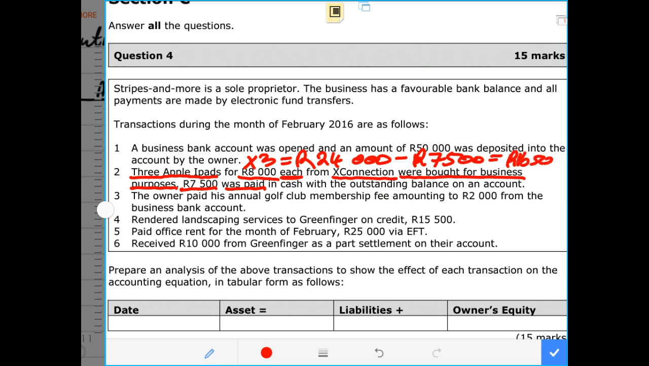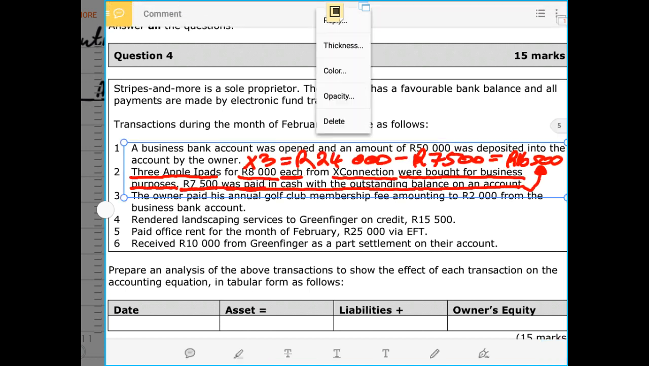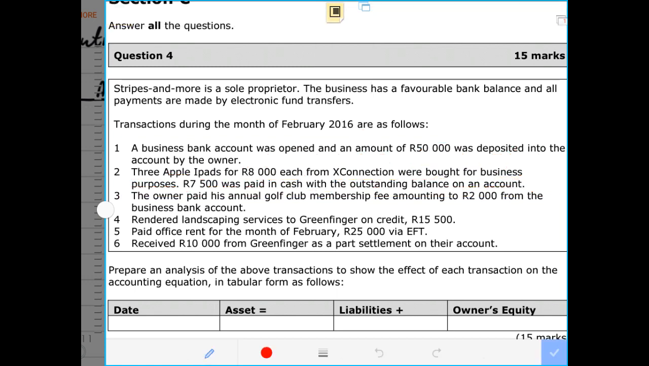The 16,500 will be the amount that is still to be paid, because they said that 7,500 was paid in cash with the outstanding balance on account. That means the amount that is not yet paid, that is still to be paid, will be 16,500 rands. That will be increasing our liabilities in the accounting equation, but we'll record that when we do the accounting equation.